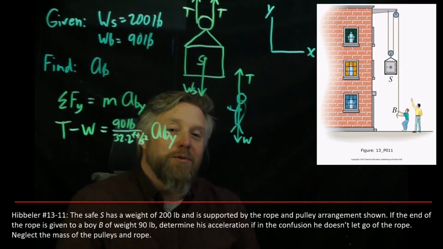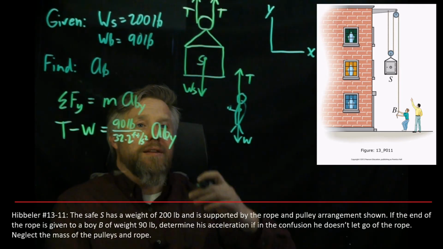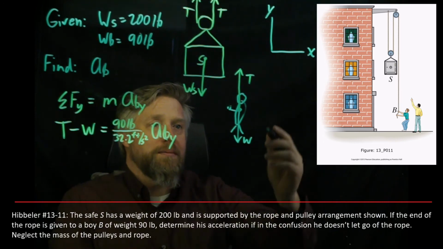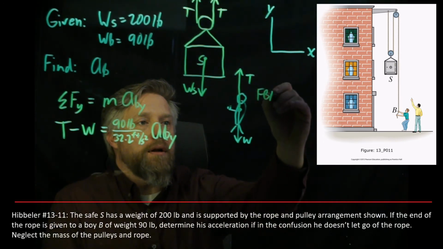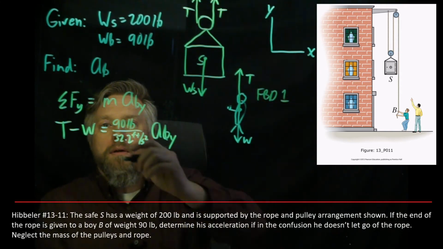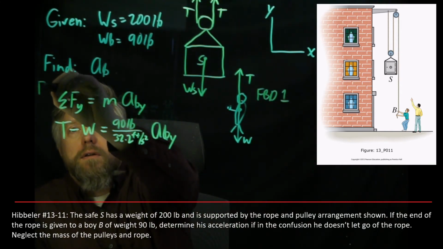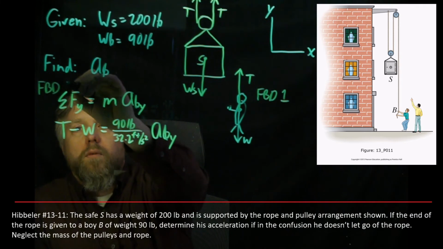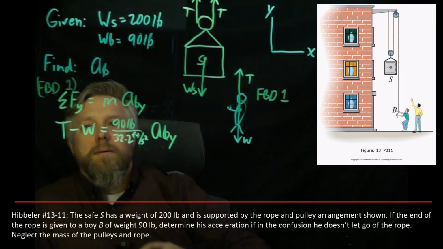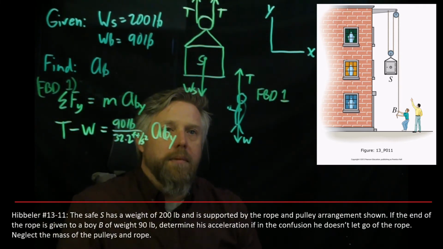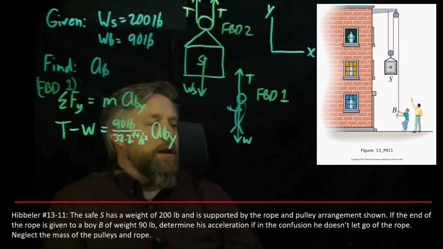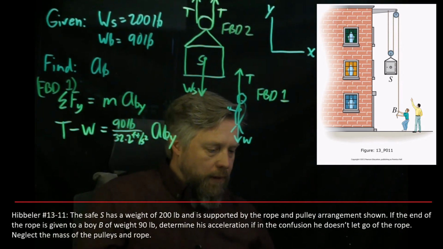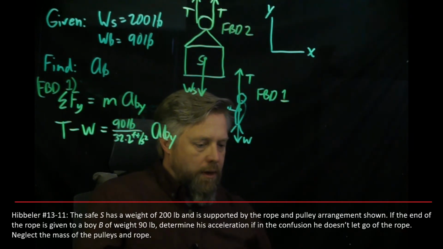OK, now just to keep track of my equations, I'm going to go ahead and label these two different free body diagrams. This first one down here I'm going to call free body diagram 1. And I'm going to label my equations over here to say that they came from free body diagram 1. And this will just help me keep track of where my equations are coming from. And I'll call this one free body diagram 2. And it looks like I need a little bit more room to write my equations of that.